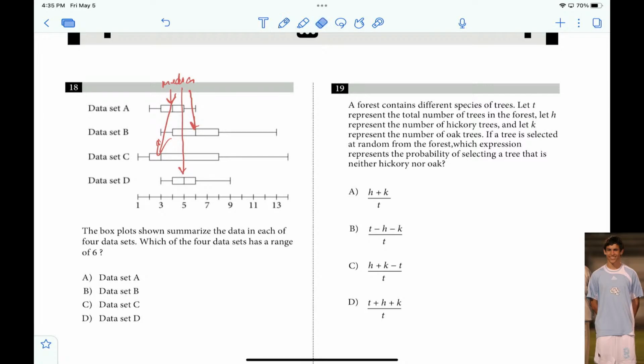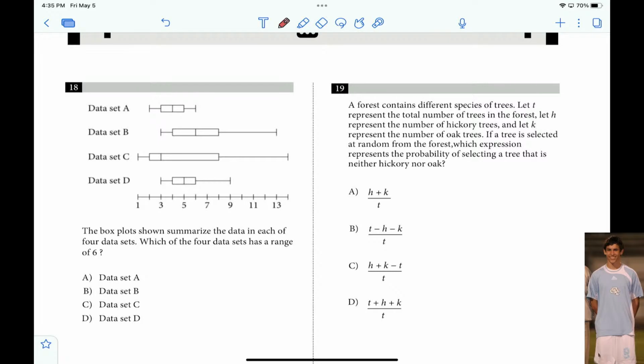All right. And then this problem is not dealing with the median, though. It's dealing with the range. So we'll read the question. It says the box plots shown summarize the data in each of 4 data sets. Which of the 4 data sets has a range of 6? So remember, range is the maximum minus the minimum, or the largest value minus the smallest value.